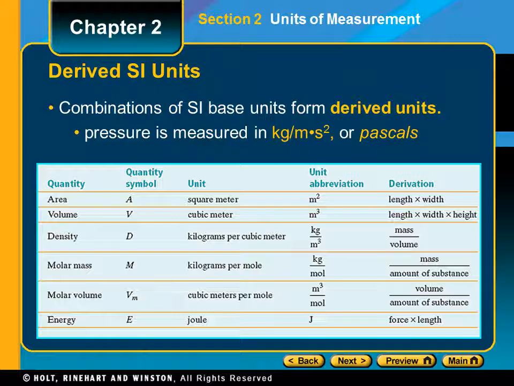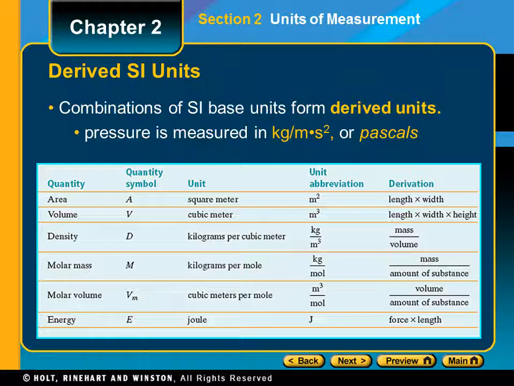So area is length times width. So the unit is meter squared or square meter. Okay, volume is length times width times height. So now you're talking about cubic meter. Density is mass over volume. So it's kilogram over cubic meter, or kilograms per cubic meter.